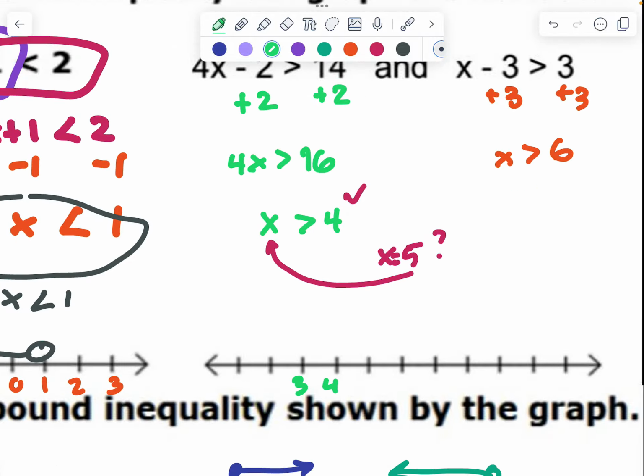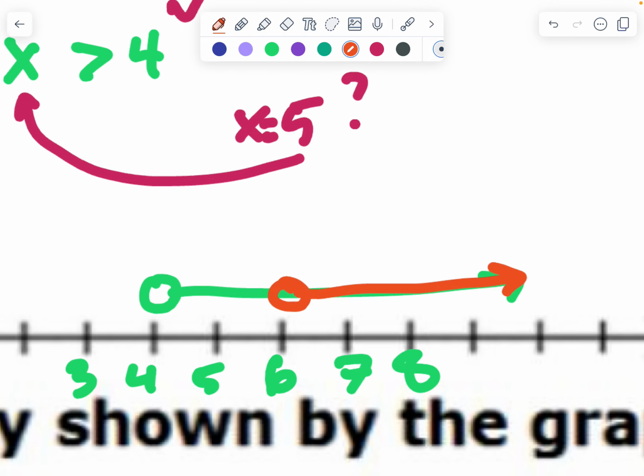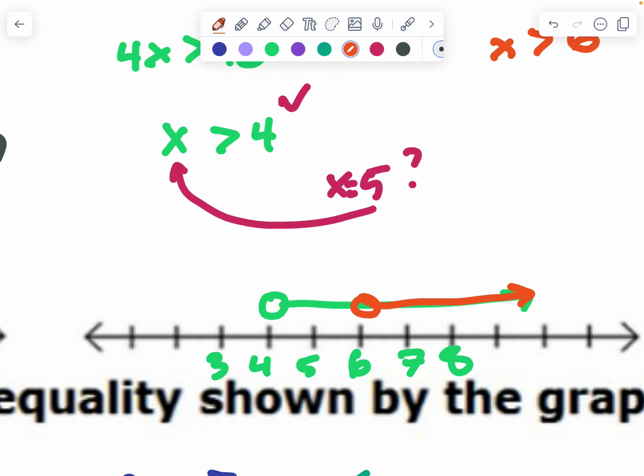If I were to put this on a number line, green would show up like this, orange would show up like this, but I'm really only interested where the green and the orange are on top of each other. All of this stuff is a cheeseburger but no French fries, right? So that stuff isn't going to work. So if I'm graphing this, your final inequality is going to look like that.